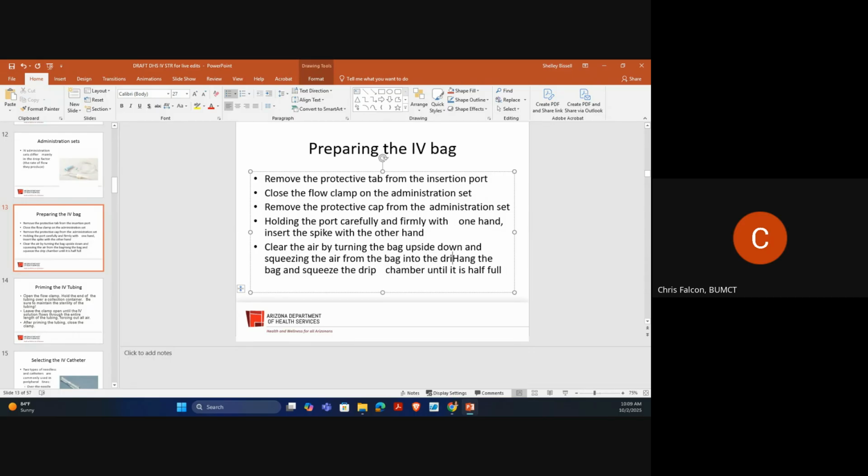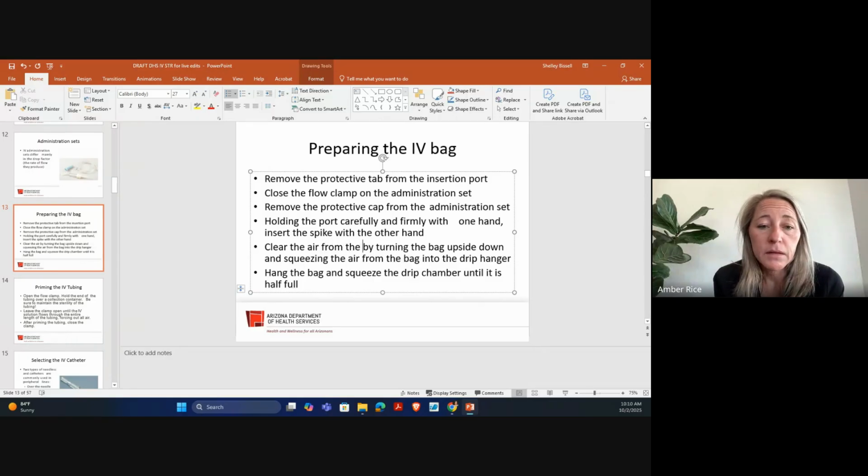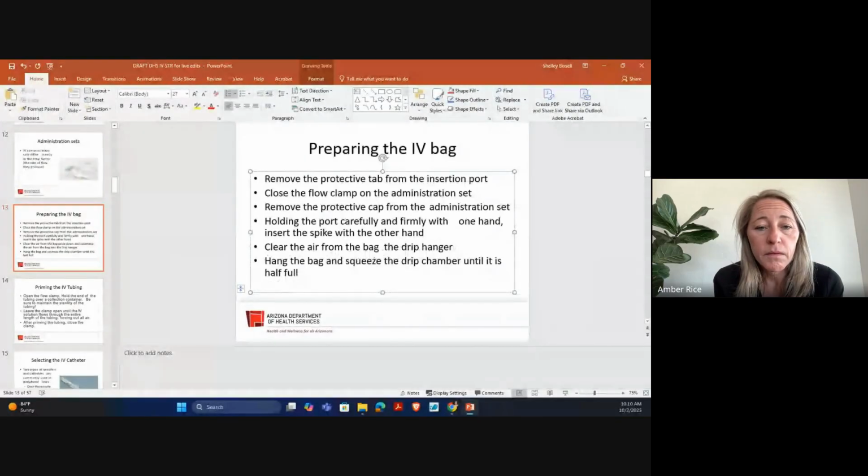For minimization, we can keep it more like a prompt for whoever's instructing the class, and just have "clear the air from the bag" and teach different methods or something like that. We don't have to have a whole lot of wording. Yeah, I like that. That's a good idea. The instructor should be able to explain that concept. Okay, cool. I like that.